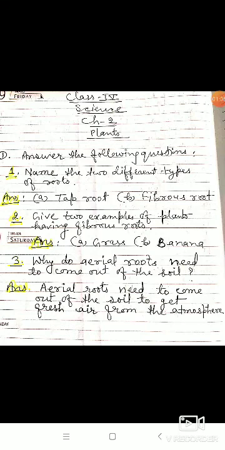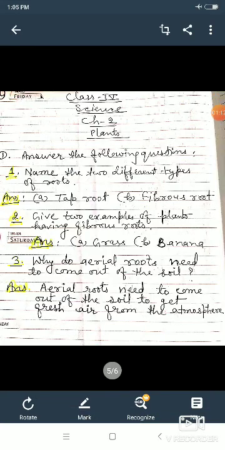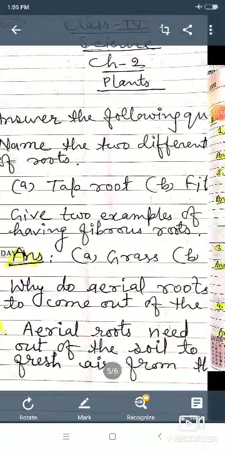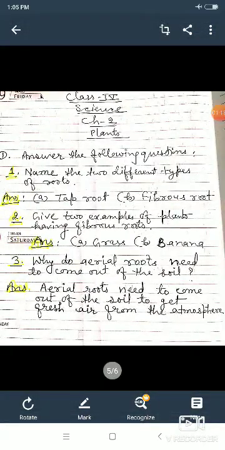Now the second question is: give two examples of plants having fibrous roots. So you have to write two examples of plants having fibrous roots, and they are number A, grass, and number B, banana. Number A, grass, G-R-A-S-S, and number B, banana, B-A-N-A-N-A.